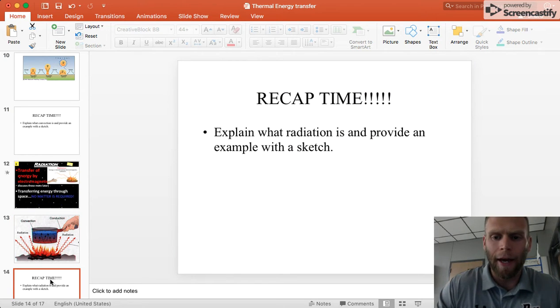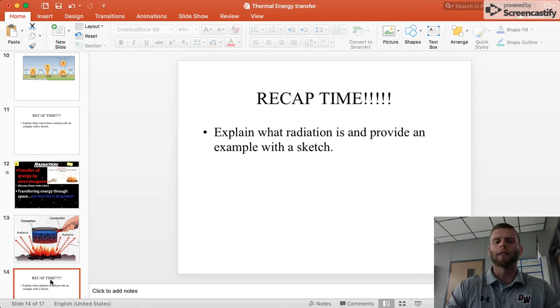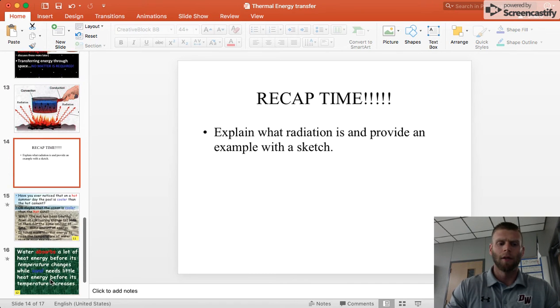All right, recap time. Explain what radiation is. Give an explanation. And then provide an example with a sketch. So the same thing you did for conduction and convection. Explain it, sketch it, explain your example, and you're done.